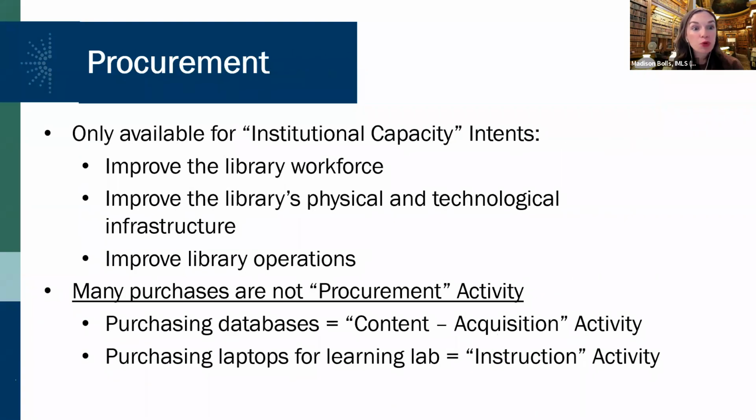Now, for that procurement activity, this one is used very sparingly and is only available under the institutional capacity intent. Here you can see 2 examples of purchases that are not procurement as defined by the SPR system. So things like purchasing a database would be content acquisition, or purchasing laptops for a learning lab would be considered instruction.